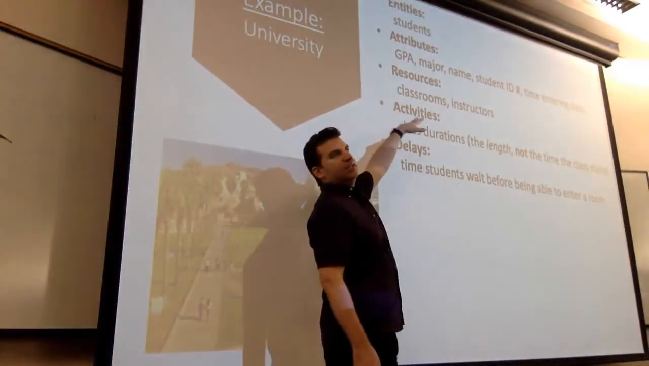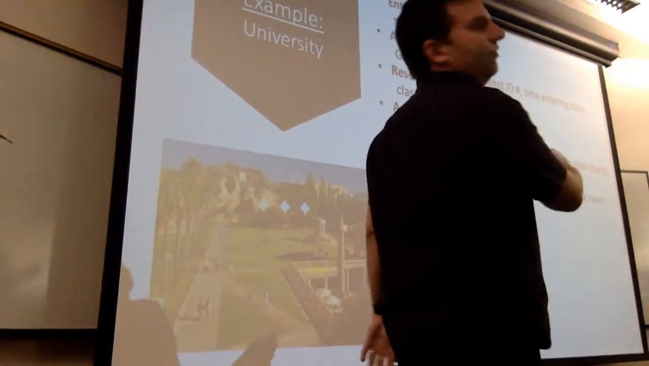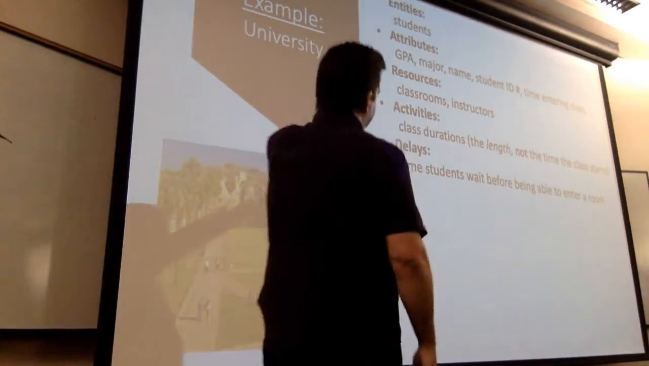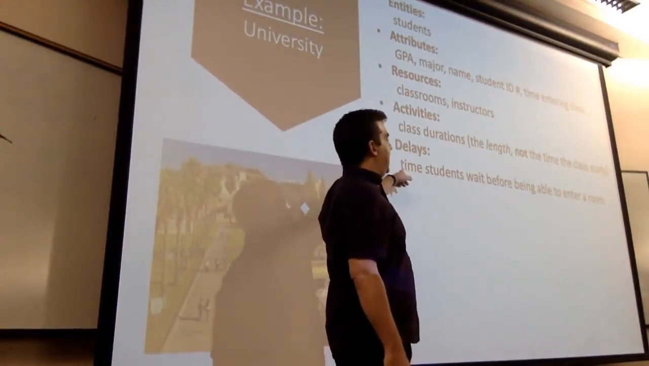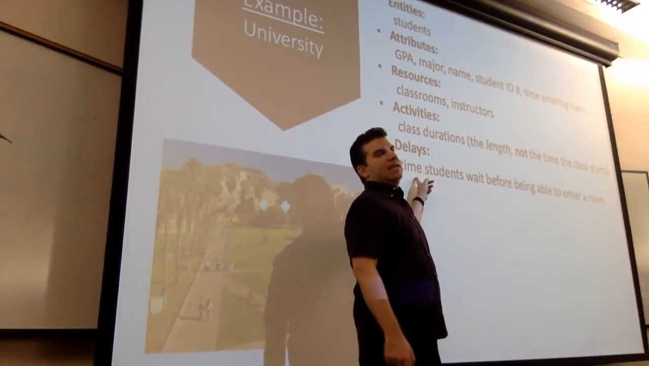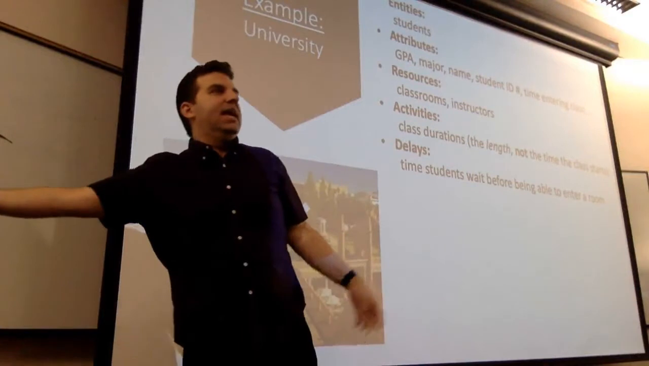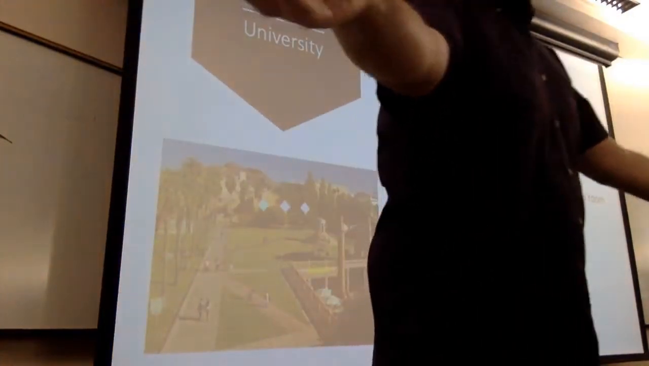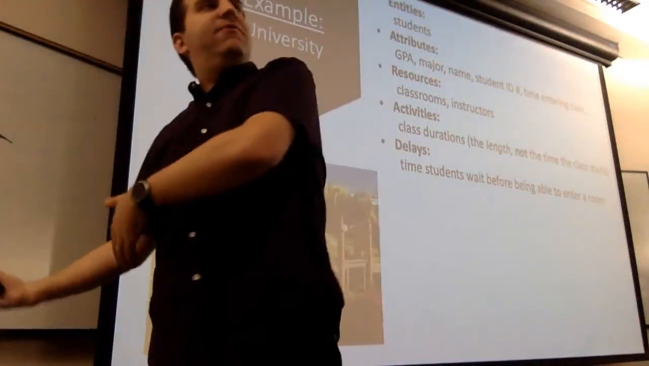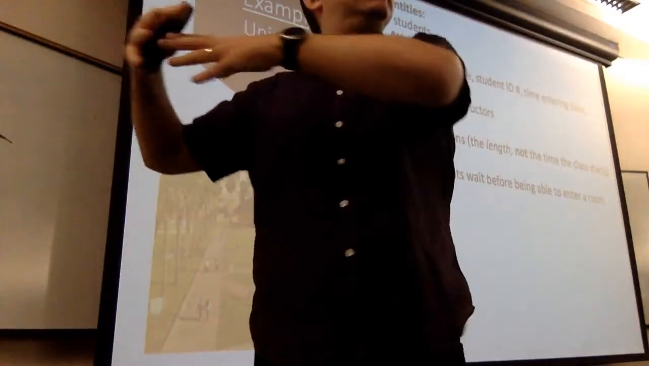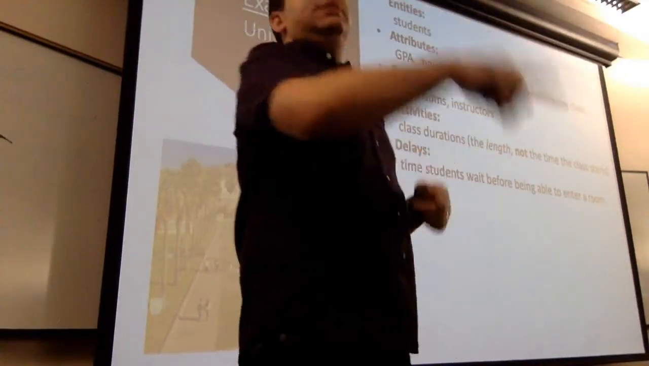Resources, classrooms and instructors. They're limited and they're parts of the system, whereas the students are moving through the system. Activities, the duration of class is an activity, whereas delays, the time you wait before you can actually enter the class. Even though the class is scheduled for 10:30, the last class might linger a little bit, and you have to wait for the classroom to become idle before you can come in. That amount of time that you're waiting for them to finish their activity is your delay.